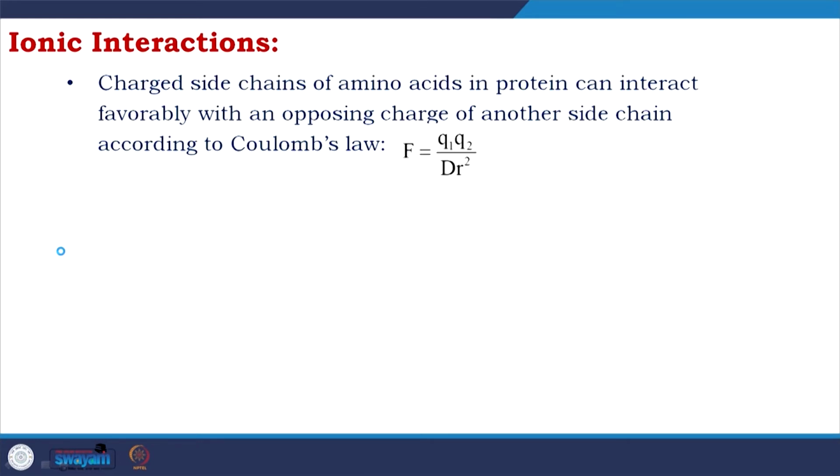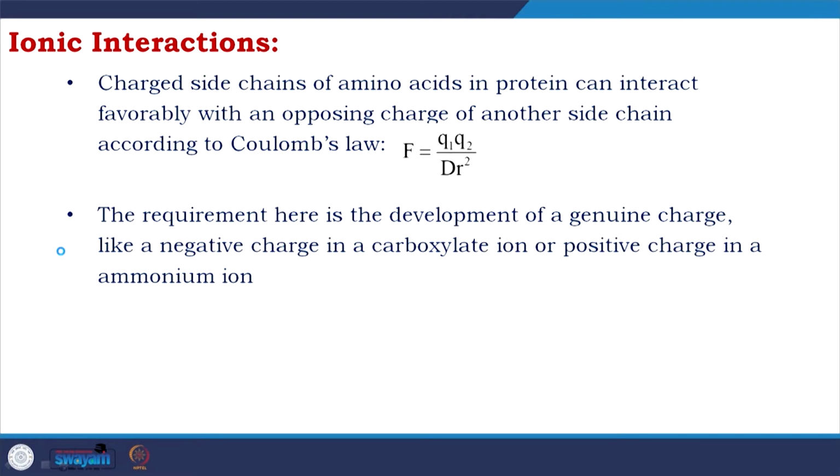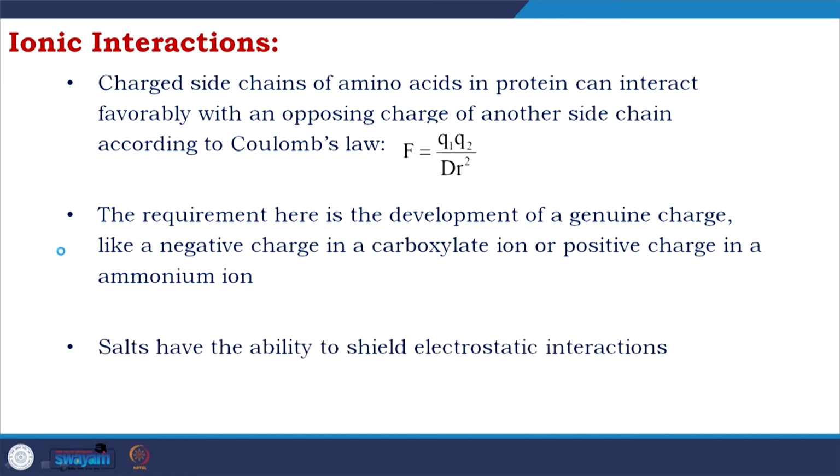So, ionic interaction: as I told, charged side chains of amino acids in a protein can interact favorably with the opposite charge of another side chain according to Coulomb's law, F equal to Q1 Q2 by Dr square, where Q1 and Q2 are two charged entities, R is the distance, D is the dielectric constant. The requirement here is the development of genuine charge, like a negative charge in a carboxylate ion or positive charge in an ammonium ion. Salts have the ability to shield the electrostatic interaction.